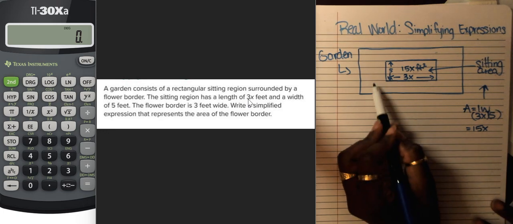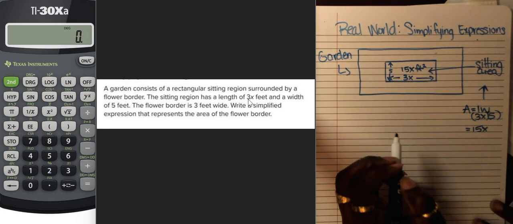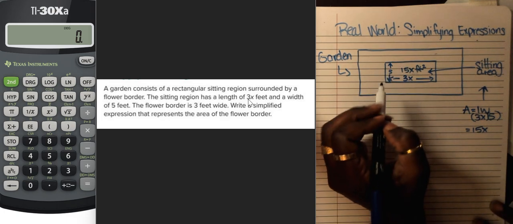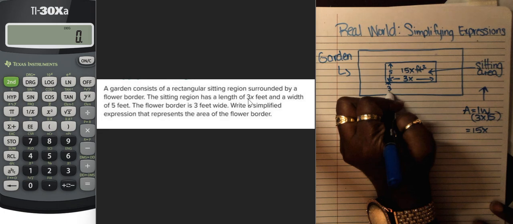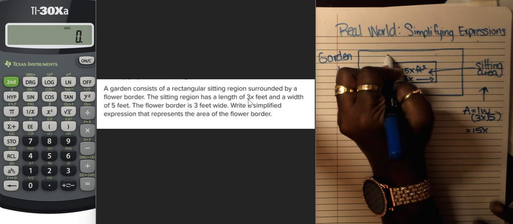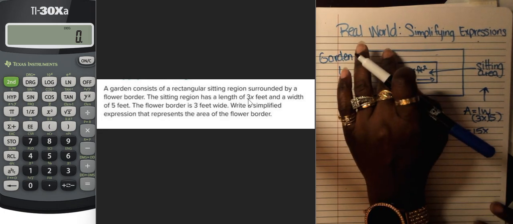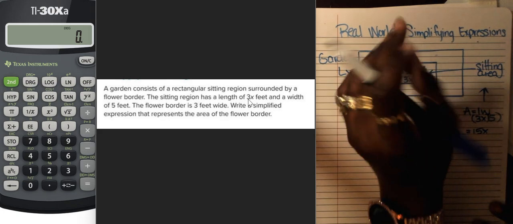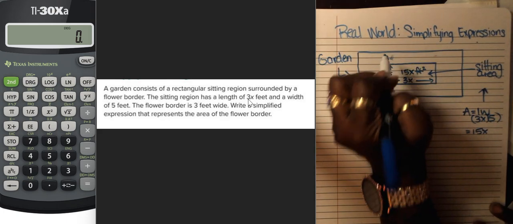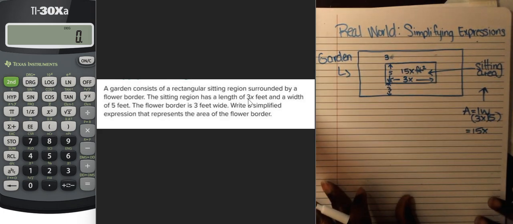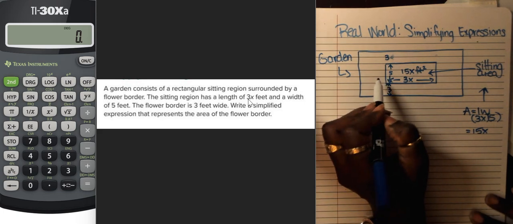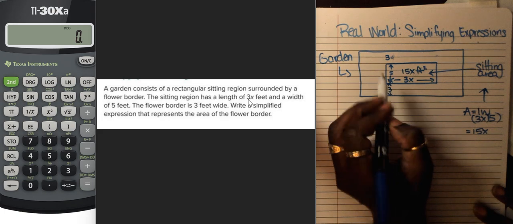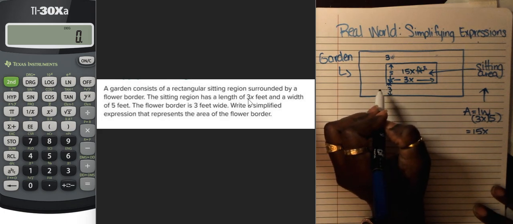Now we need to figure out about this border, okay? And they tell us that the flower border is 3 feet wide. So this is 3 feet wide. Well, if this is 3 feet, then we know that it's going to be 3 feet over here, right? So this is 3. Okay. And then we also know that over here it's going to be the same thing. So we've got our 3 feet wide.